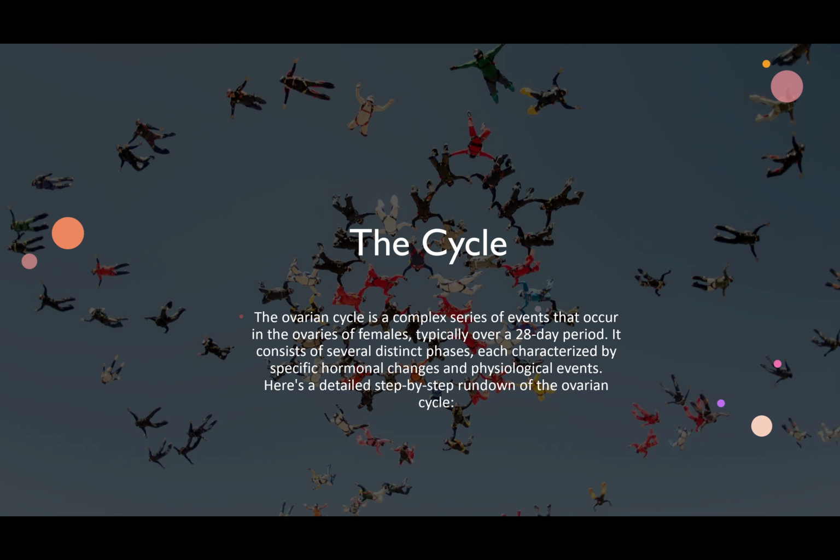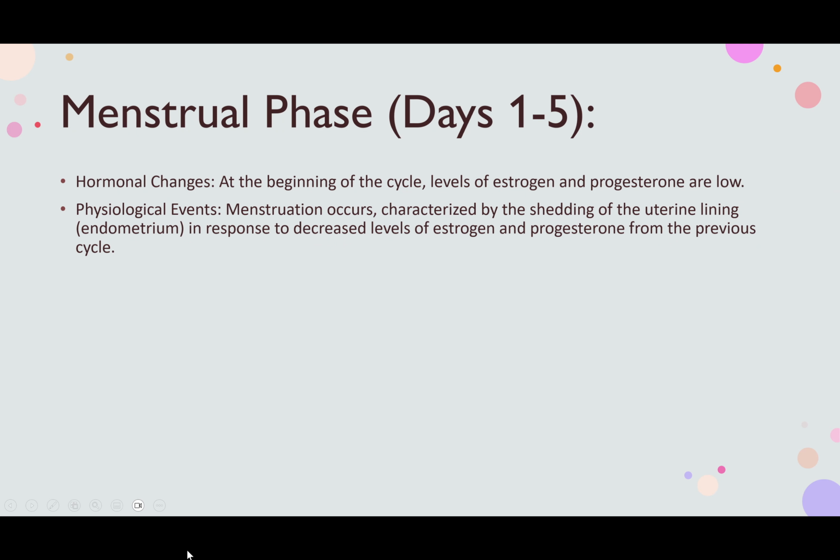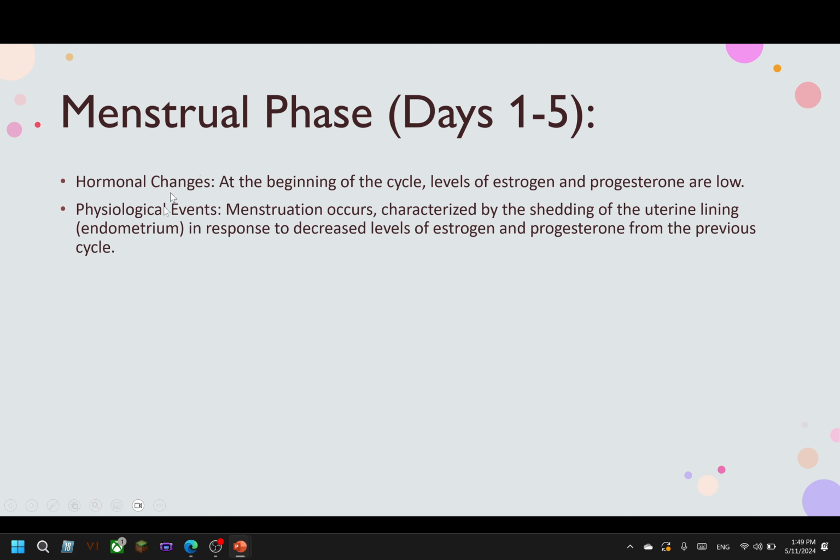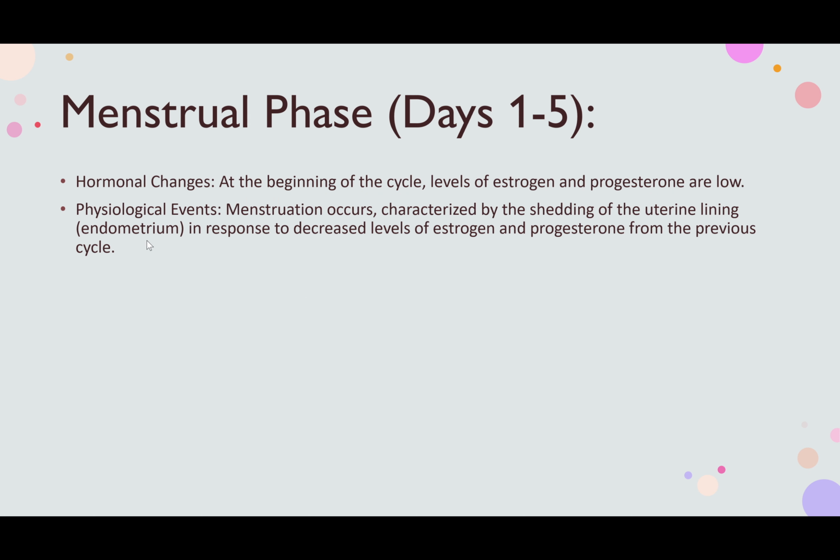So let's look at the step-by-step rundown of the ovarian cycle. We start off here with the menstrual phase, generally from day 1 to day 5. We have hormonal changes here. Now, I broke them up into hormonal changes and physiological events, because some people have a problem linking the two. So I literally just bulleted them. So 1 to 5 or 7. You guys would know that it varies depending on who we're talking about.